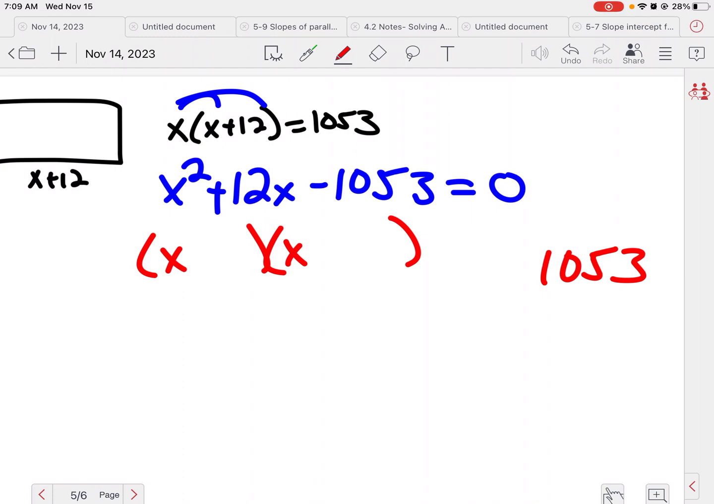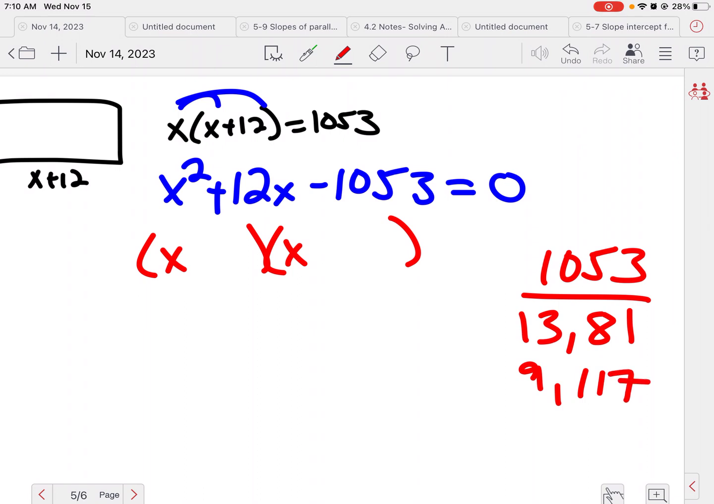1,053 divided by 12. 1,053, let's try 11. Oops, that was the wrong number. That's not good. Divided by 13. Ooh, 13 and 81. So I know 9 goes in there now. So 9 and 117. What is 13 times 3? So 39. So let's divide by 39. 39 and 27. 39 minus 27 should give me 12. All right, there we go.